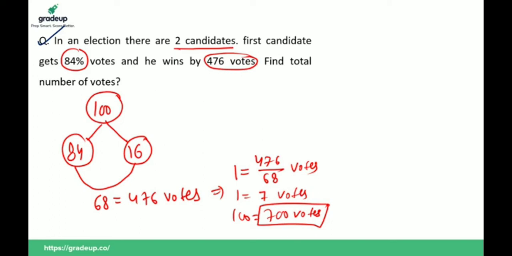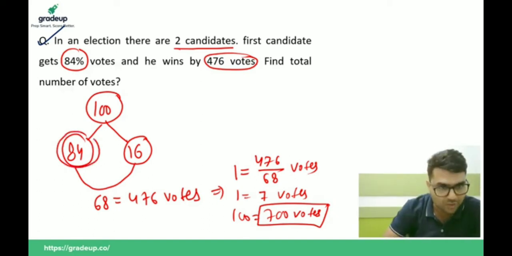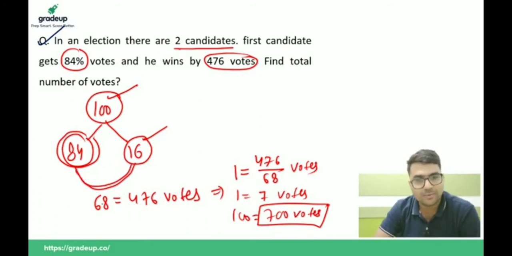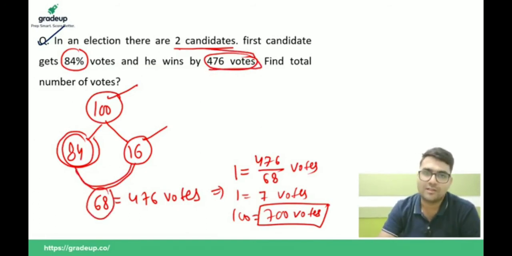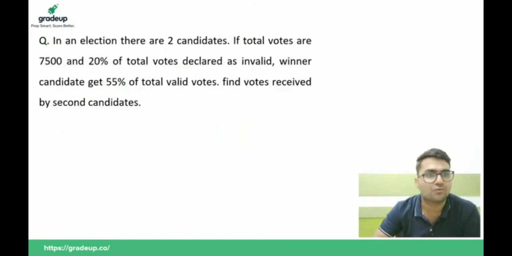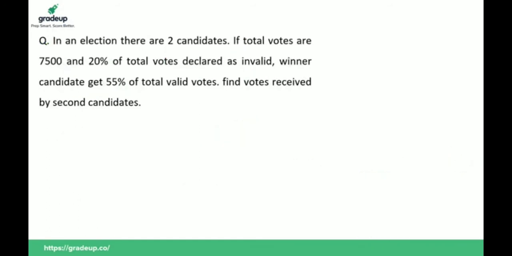Jack Ma, please listen. If the winning candidate gets 84% votes out of 100, then the loser will get 16. Then the winner wins over the loser by 68 votes. And in this question, we have been given 476, and this 68 is equal to this. So 1 will be equal to 7 votes, and 100 will be equal to 700 votes. Sai Krishna, this is one of the best methods to do this type of question. Okay, now let's move to the next question. Guys, please try to solve this question and give the answer in the comment box.